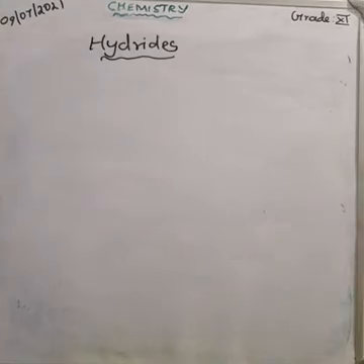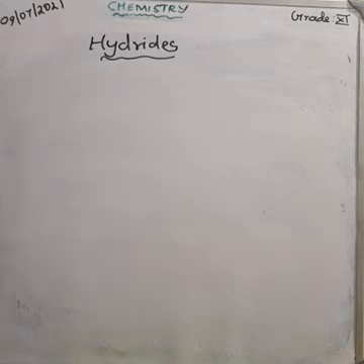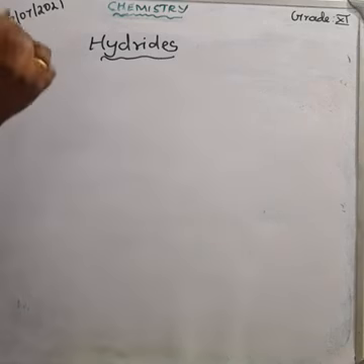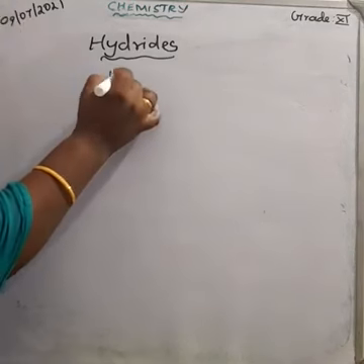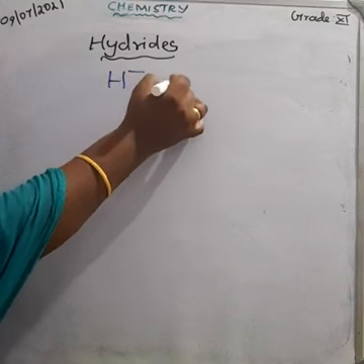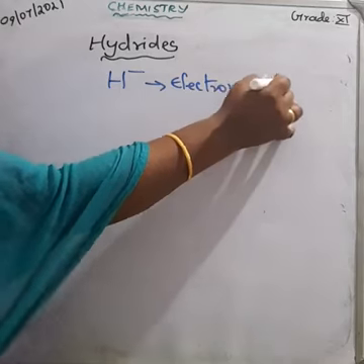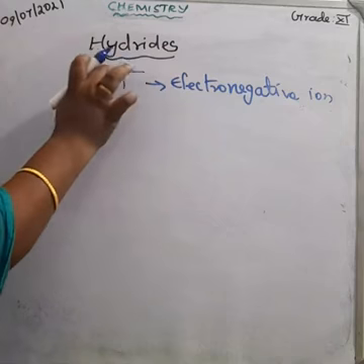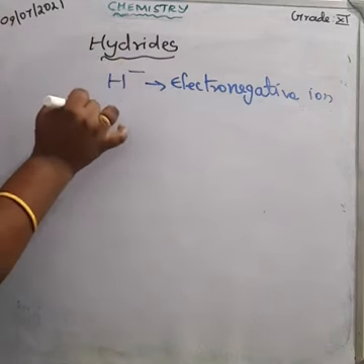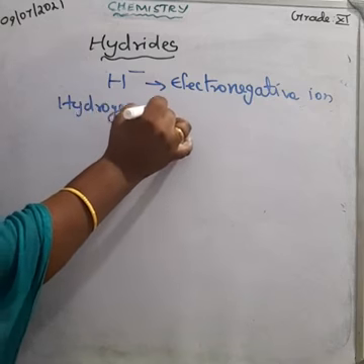And then we are going to study hydrides. Another topic, hydrides. What do you mean by hydride? Hydride means H minus. It is an electronegative ion. Hydride ion, H minus. How is it formed? The hydrogen forms binary hydrides with many electropositive elements, including metals and non-metals.